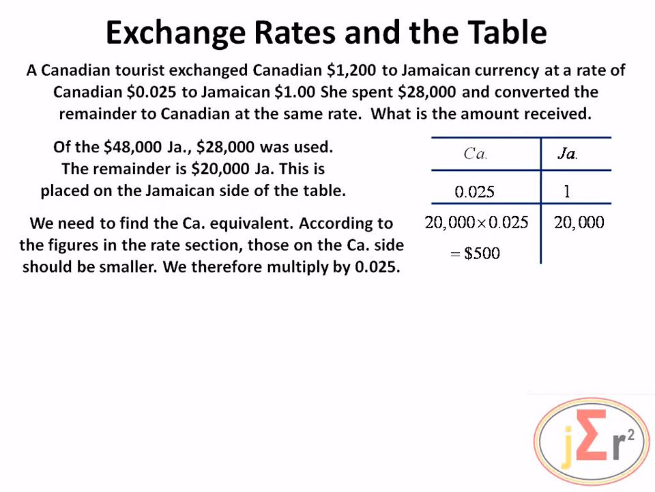Multiplying does not always make your answer larger. It depends on the number that you are multiplying by. If you are multiplying by a fraction that is less than 1, like 0.025, your answer is going to be smaller than the number that you started off with.